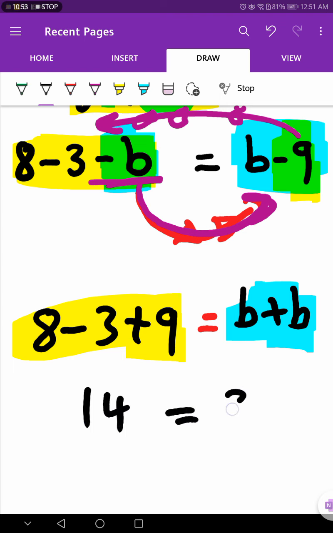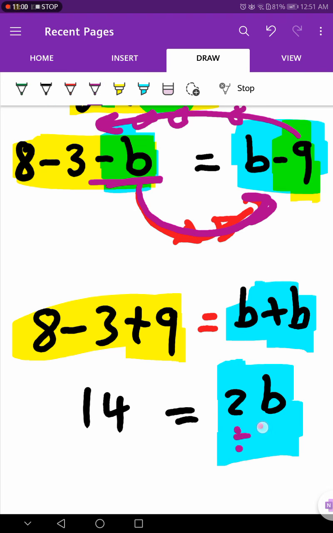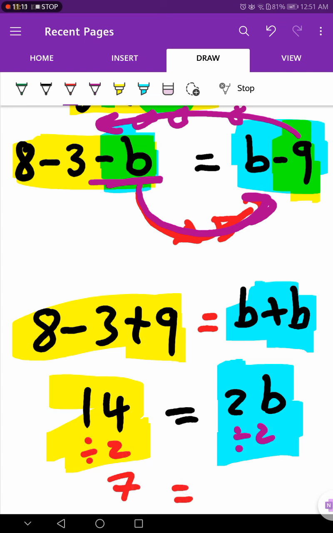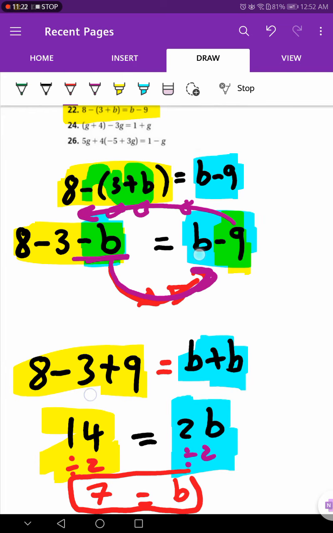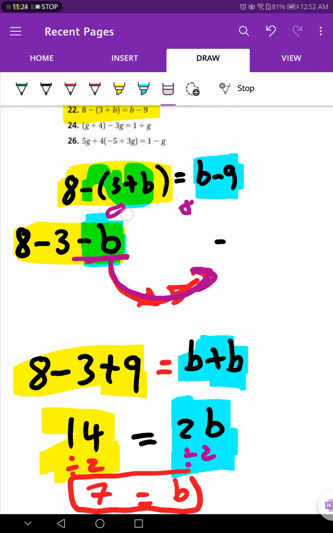Yes, and here we have 2b, divide by 2, divide by the coefficient of b, which is 2. So this is 7 and the b coming here, and the solution is b equals 7. B equals 7. That makes the left side in the equation equal the right side.